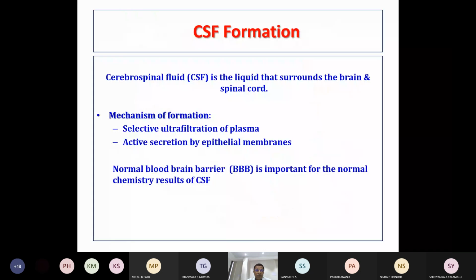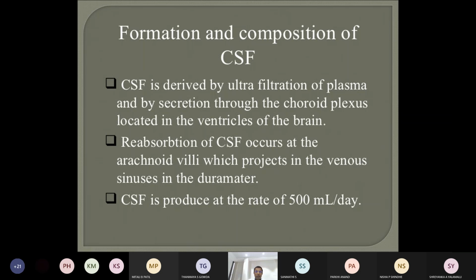Then CSF formation. How does it form? The cerebrospinal fluid is the liquid that surrounds the brain and spinal cord. The mechanism of formation is selective ultrafiltration of plasma, and it is actively secreted by the epithelial membrane. The normal blood-brain barrier is important for the normal chemical composition of CSF. Let us see the next slide.